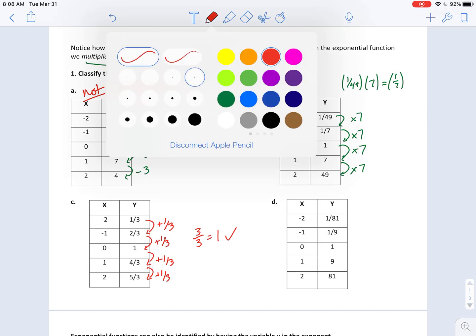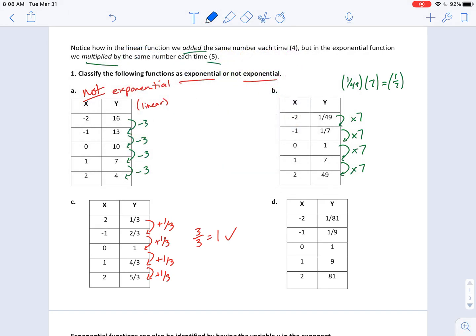Okay, well, if I'm adding the same thing every time, is that exponential or is that linear? Is that not exponential? That is not exponential. That'd be a linear function. And there are other not exponential functions, but we're really just focusing on the two here for right now.